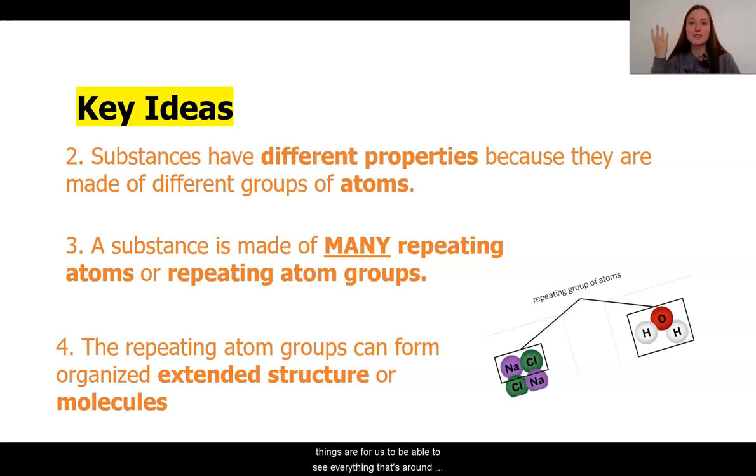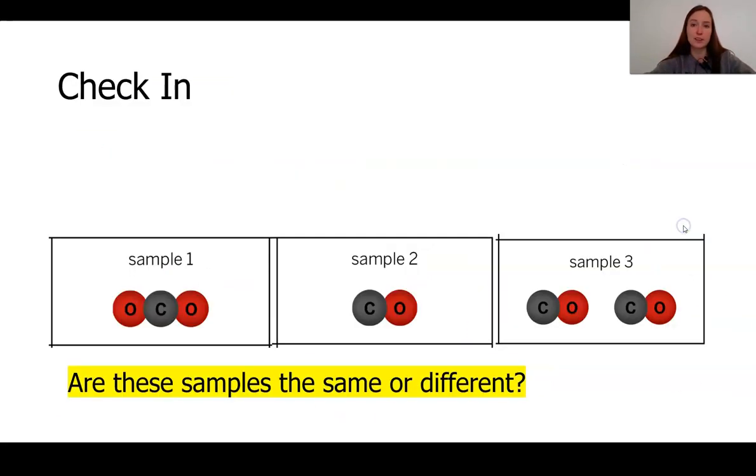For us to be able to see everything that's around us, like for example, my hand, there must be so many repeating atom groups that are concentrated in one area for me to be able to see it with my eyes. And finally, we saw that the repeating atom groups can form into extended structures or into these groups called molecules. So let's have a little check-in.